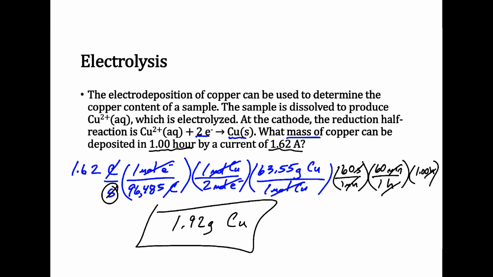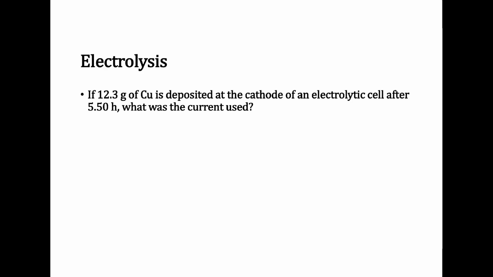Okay, so that's how you can solve these problems. Let's try one more together. All right, so in this problem, it says if 12.3 grams of copper is deposited at the cathode of an electrolytic cell after 5.5 hours, what was the current used? So recall that current is measured in amps, which is in terms of coulombs per second. So we need to end up getting coulombs per second.